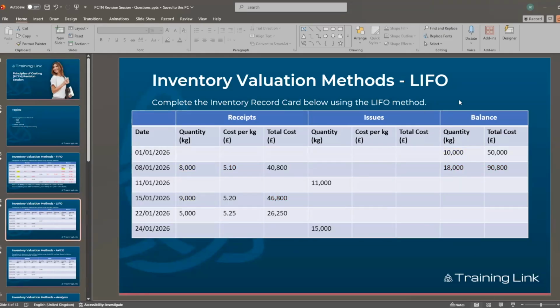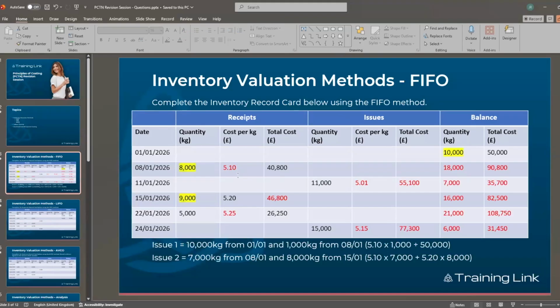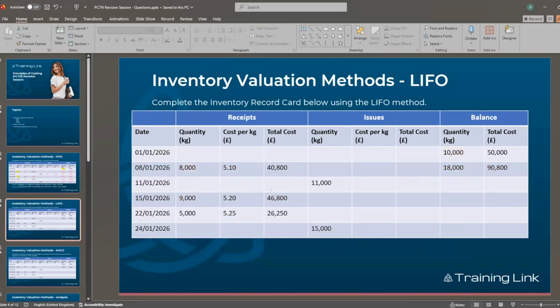Excellent. So with LIFO, we are basically following the same process, but we're doing this in the reverse order. Rather than populating these entries here, I've left those in from before because they're exactly the same to what we calculated here on the receipt side. So we don't need to do anything with those. We're just looking at the issues here.